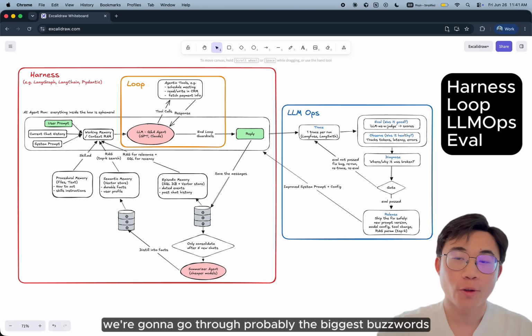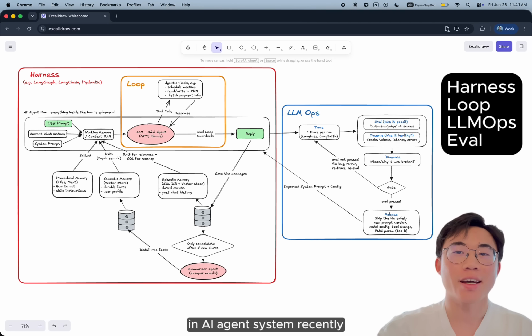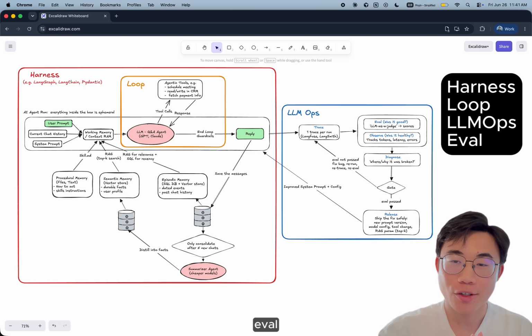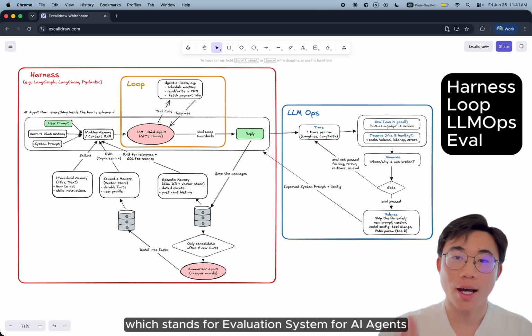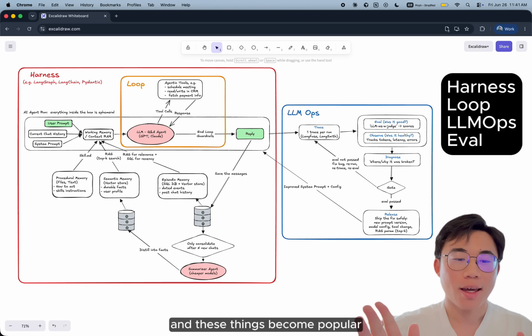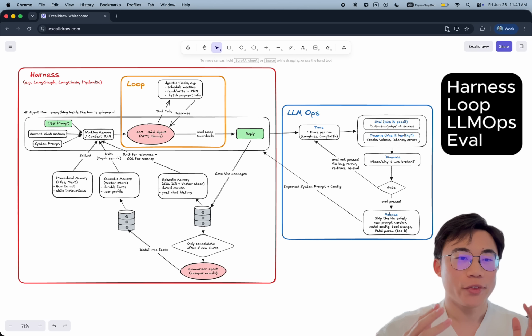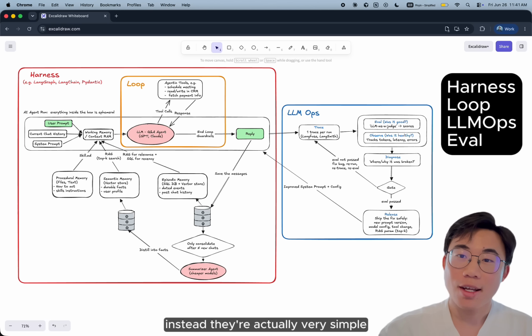So today we're going to go through probably the biggest buzzwords in AI agent systems recently. Agent harness, loop engineering, LLM Ops, which stands for large language models operations, and Eval, which stands for evaluation systems for AI agents. And these things become popular or viral on the internet, not because they're really complicated concepts. Instead, they're actually very simple.